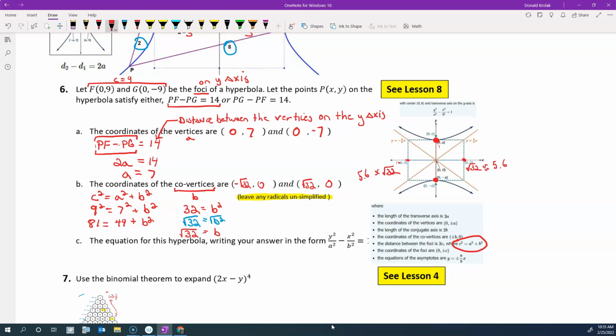Then you have to write out the hyperbola. Since this hyperbola has its transverse axis along the y, the form that I use is y² over a² minus x² over b². So that's simply y² over 49, since A is 7, minus x² over 32, since B is root 32. And there's your equation.